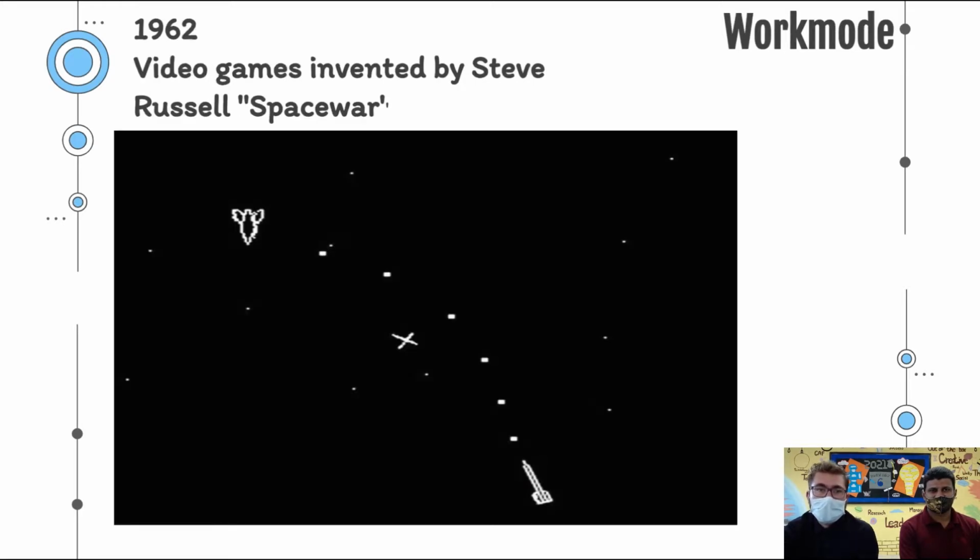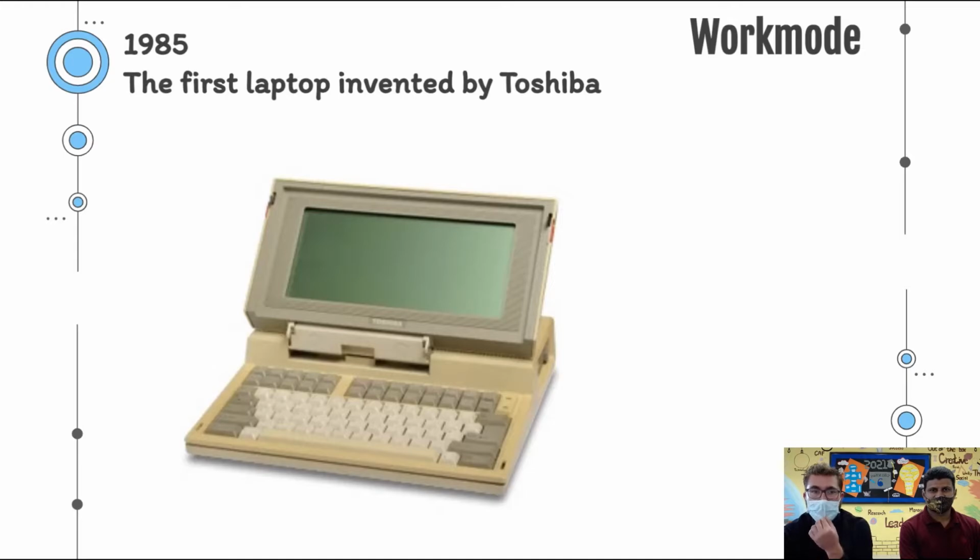The video game Space War was invented in 1962 by Steve Russell. It was on the computer and also the phones, very famous. You can see the graphic design was very different, huh? And then finally, we have Toshiba, which invented the first laptop in 1985. So Apple came up with some very good designs in the 1970s with the desktop, and then Toshiba came up with the laptop.